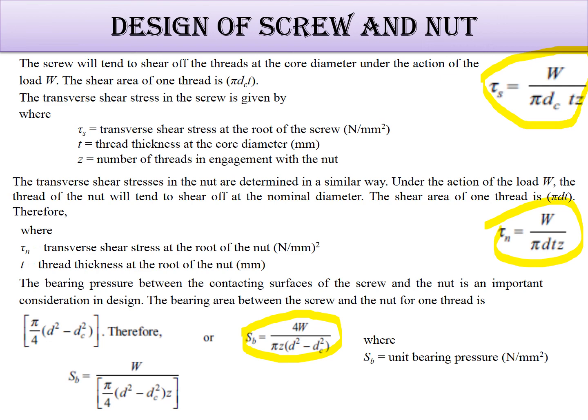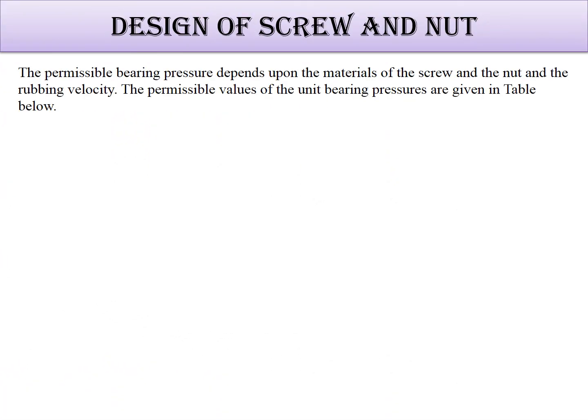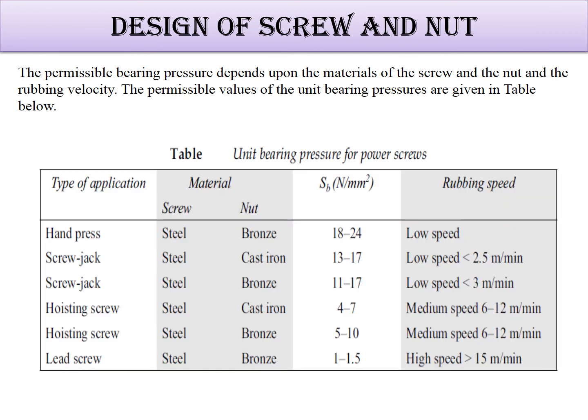Now the next thing we must understand is that the permissible bearing pressure depends upon the material of the screw and the nut, which is shown in the table. The table helps us understand this. The unit bearing pressure for power screws is shown in this way: this is the value of bearing pressure, this is the material, and based on this, the application. I think you understand this part. So the design of screw and nut is simple and easy to understand. Okay, thank you.